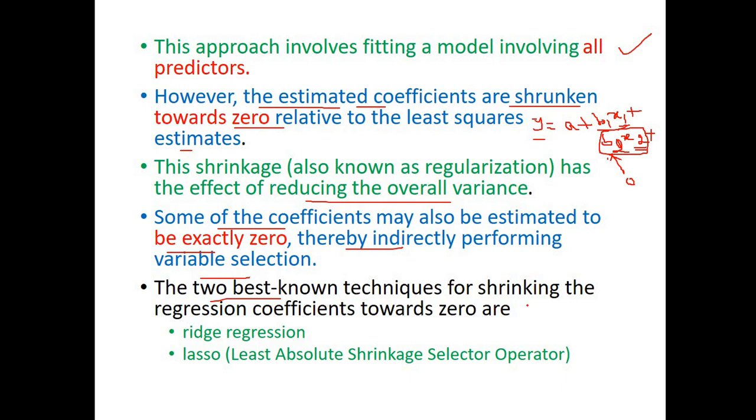The two best known techniques for shrinking the regression coefficients towards 0 are ridge regression and lasso regression. Lasso means least absolute shrinkage selection operator. By using these techniques, we can make coefficients go towards 0.